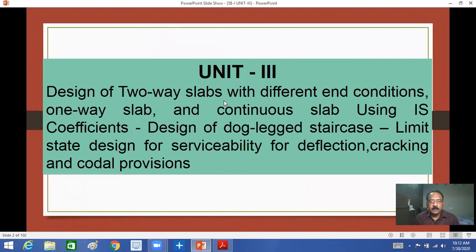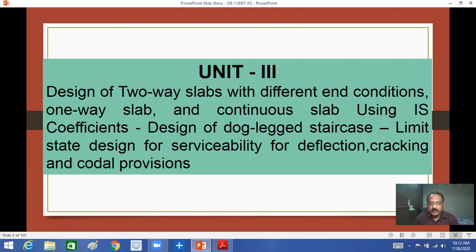Unit 3. The topics covered in Unit 3 are design of two-way slabs with different end conditions, one-way slab and continuous slabs using IS coefficients, design of dog-leg staircase, limit state design for serviceability, for deflection, cracking, and codal provisions.